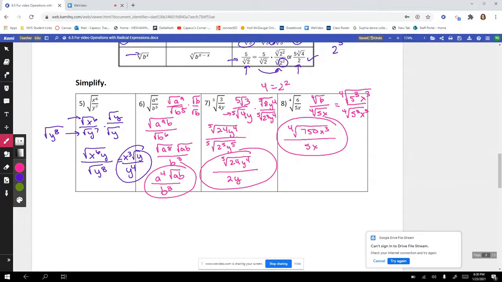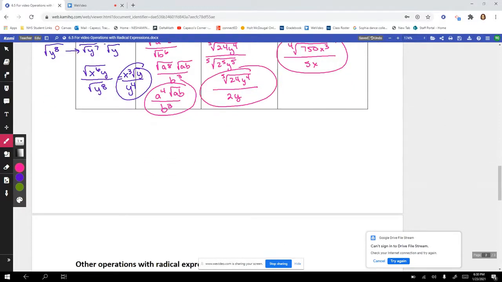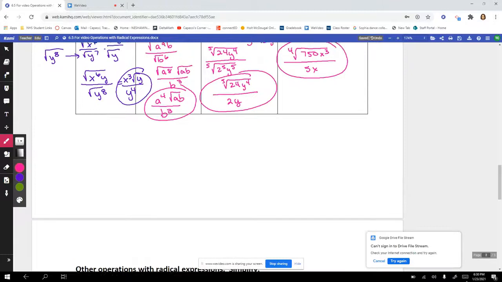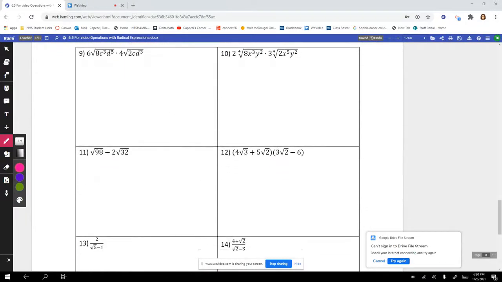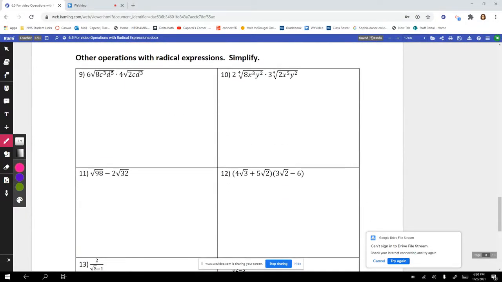Okay, moving on. There's a lot of division there. We're going to do some other operations with radicals. So let's see, again, we're simplifying. So let's look at number 9.